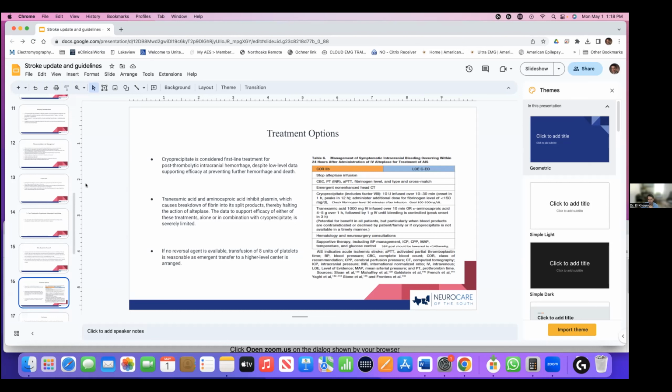between 100 to 200. There's some data on tranexamic acid and aminocaproic acid that inhibit plasmin, but the data that support efficacy of either is very limited. And if you don't have any options for this, transfusion of 8 units of platelets is reasonable as you arrange emergent transfer to a higher level of care.